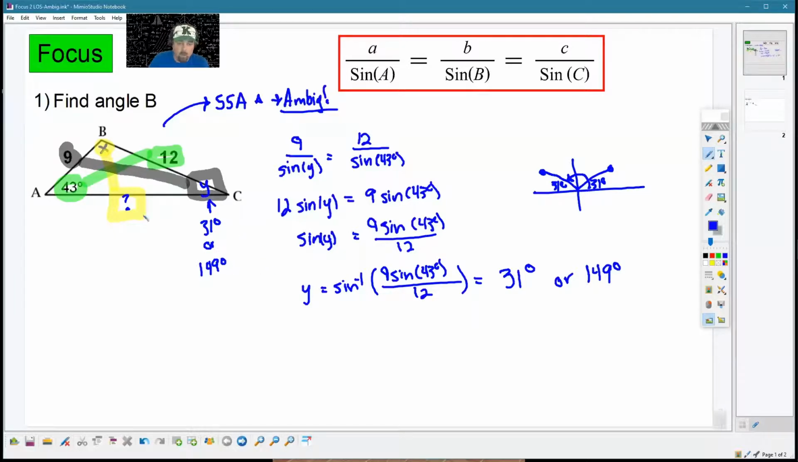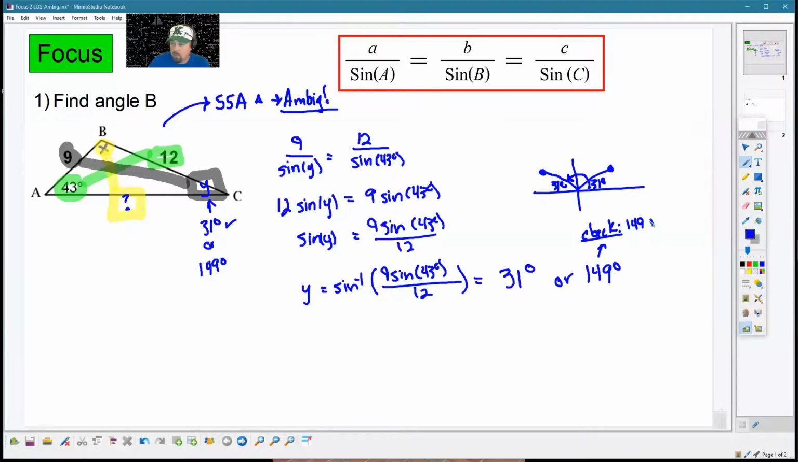Now, we need to check it. The 31 is going to fit because 43 plus 31 is less than 180, leaving us room for this angle. That'll work. But now we need to check the other way. 43 plus 149, is that less than 180? That's 192. So when we check this one, 149 plus 43 equals 192 degrees.